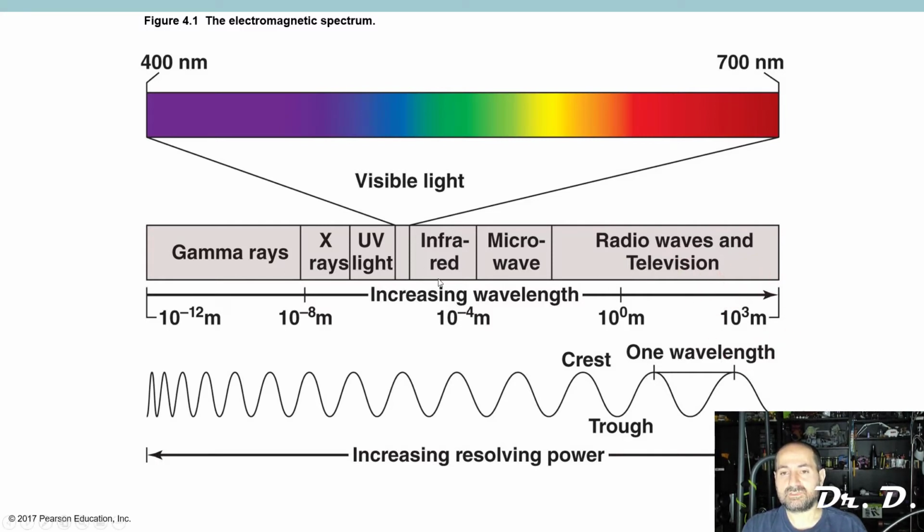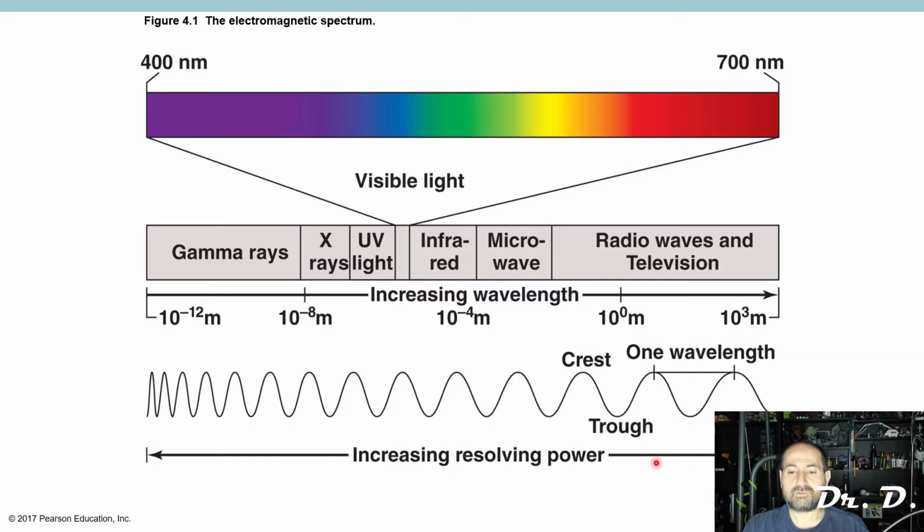So this is the spectrum. Here's what I want you to know about the spectrum. The shorter the wavelength, the better the resolving power of the microscope. So if a microscope were to use gamma rays, I don't know any gamma ray microscopes, it's going to have a lot better resolution than if you use radio waves or television waves. Does that make sense? So the shorter the wavelength of the electromagnetic radiation you use for your microscopy, the better the resolution will be.